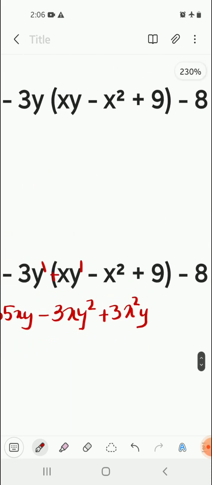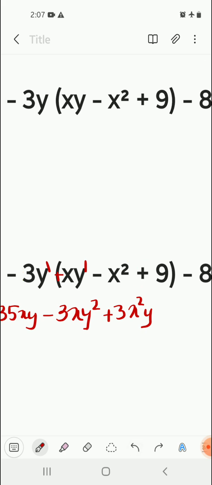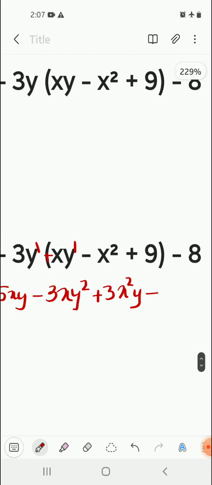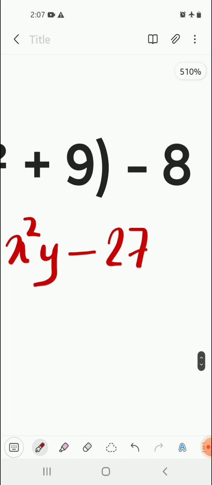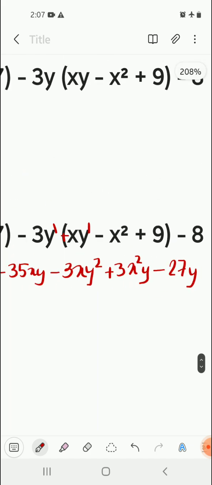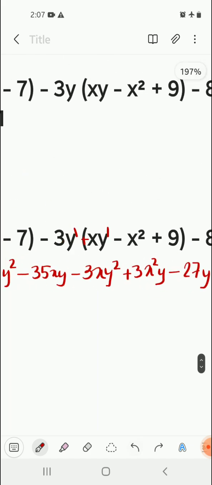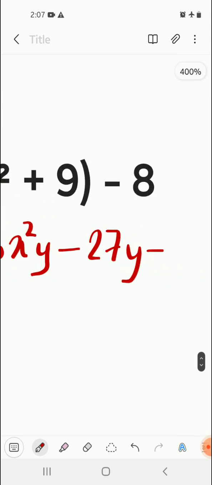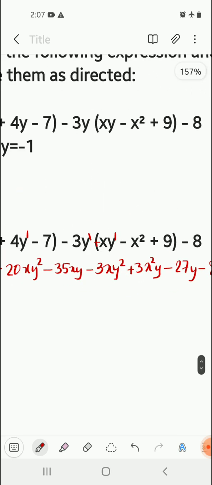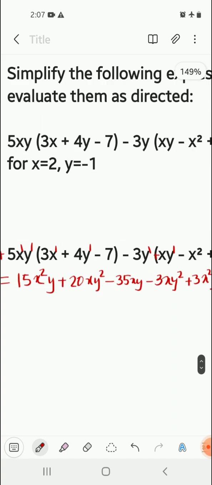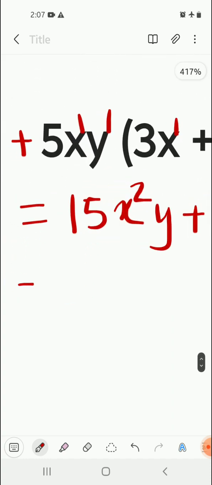Again, minus into plus is minus. So we're going to write minus. 3 into 9 is 27. And finally y, because here there is y. Moving on, minus 8 remains as it is. Now we are going to arrange it in proper order with like terms together.